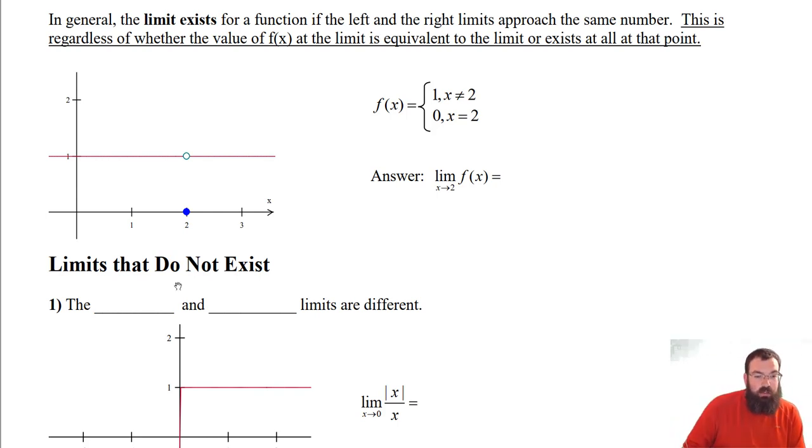Okay, so this here is what we call a piecewise function. The piecewise function is basically at 1 all the way through, but at 2, it equals 0.